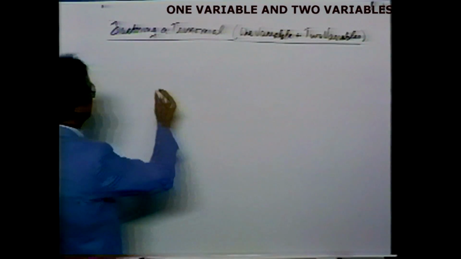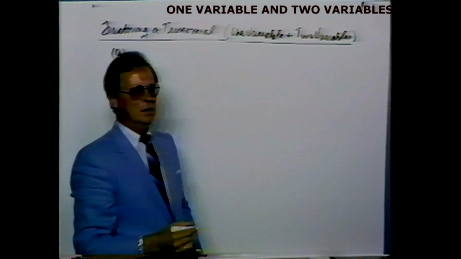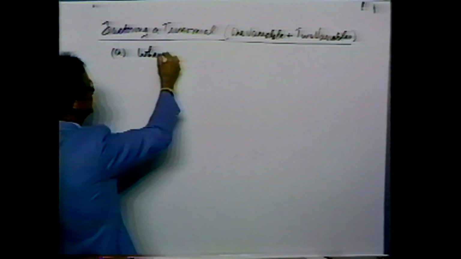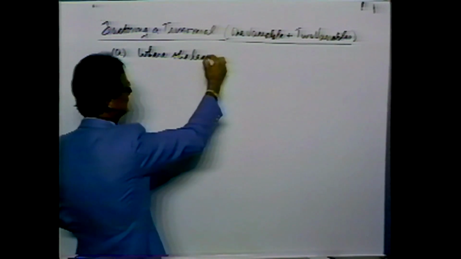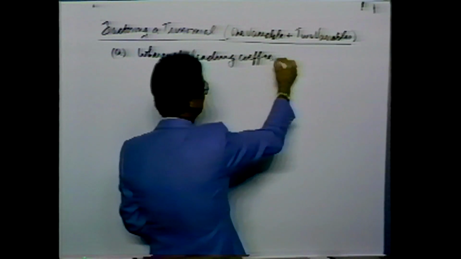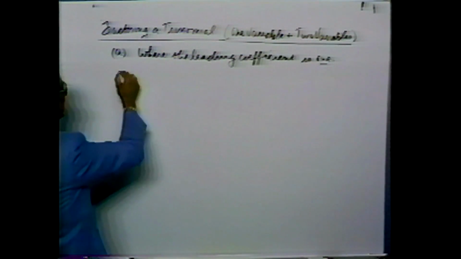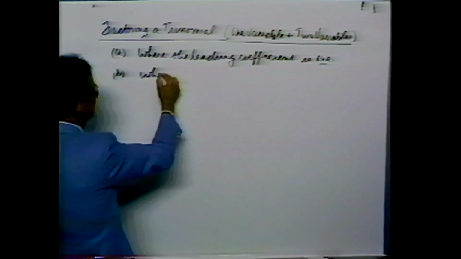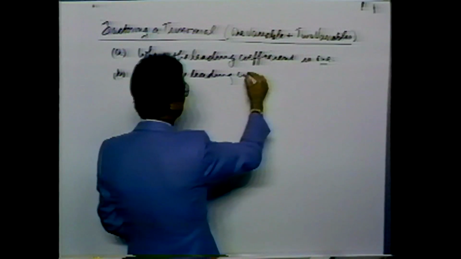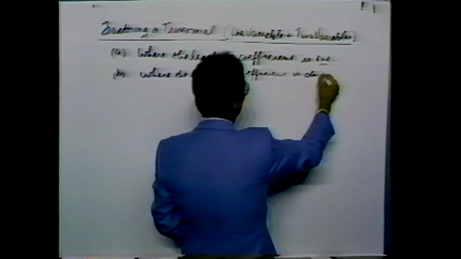But within this factoring type, we have two kinds of problems. In A, the leading coefficient is 1, and the second type, the leading coefficient is different from 1.